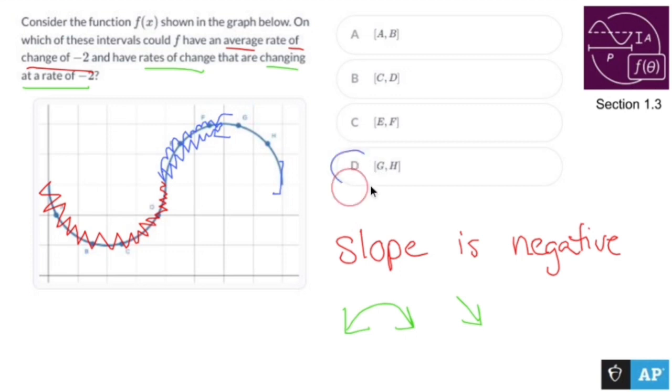G and H is the only option that I have. So that's going to be my guy. So this is a very bizarre sounding problem. It's a very bizarre setup problem. But again, it's telling you negative slope, rate of change is decreasing. I have to be careful how I word that. GH is the only guy that seems to do that.